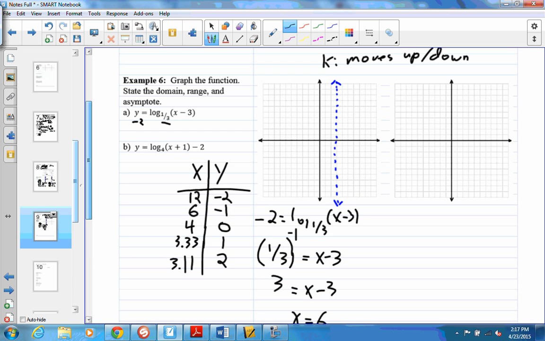If you wanted to give yourself a point for 12, that's fine, but basically down here: 6, 1, 2, 3, 4, 5, 6, and negative 1. 4 and 0. 3.33 and 1. 1, 1, 1, and 2. Good, so now I can see what's going on here.